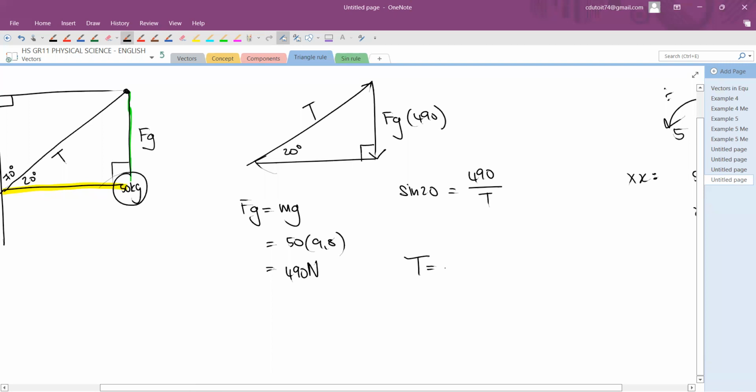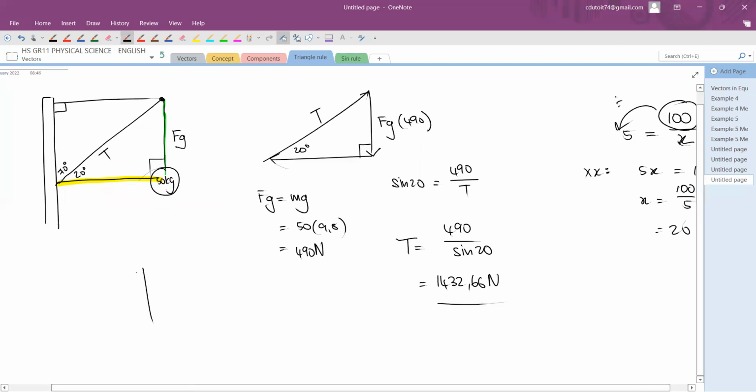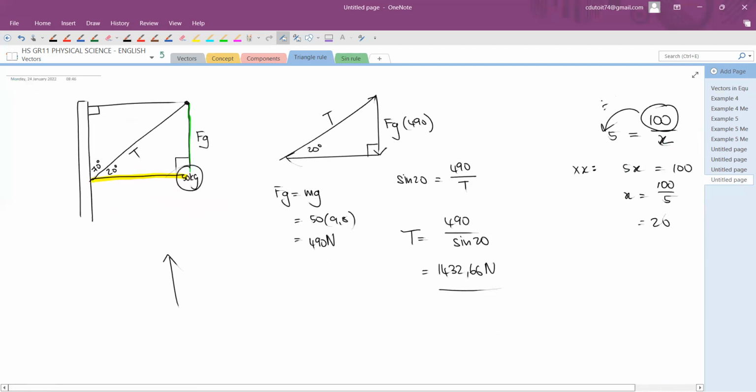So t is 490 divided by sin 20. That is 1,432.66 Newton. Just showed you another easy one. So they are focusing a lot on these easy ones because of the confusion in the syllabus.